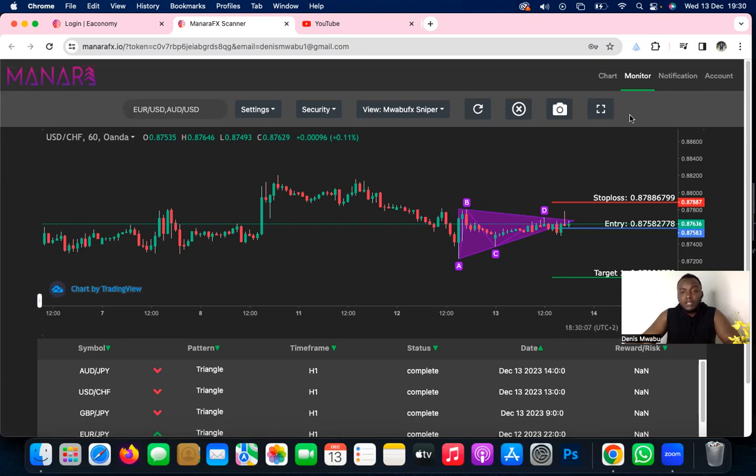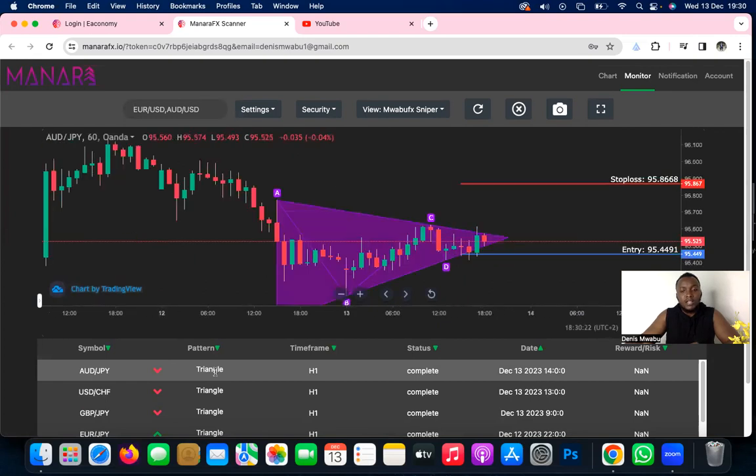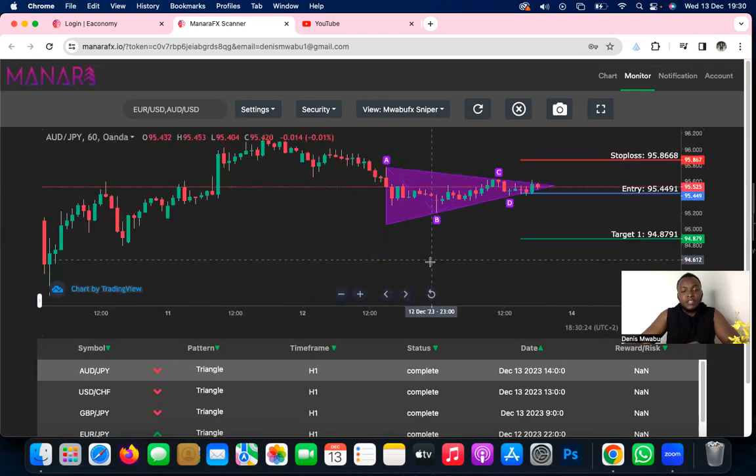First, I have my strategy, and then after having my strategy, I can feed my strategy into this auto chartist analysis software, and it's able to give me this entry. So if you come here on the monitor, you can see, for example, here, it has been able to tell us that on AUDJPY, there is a triangle.